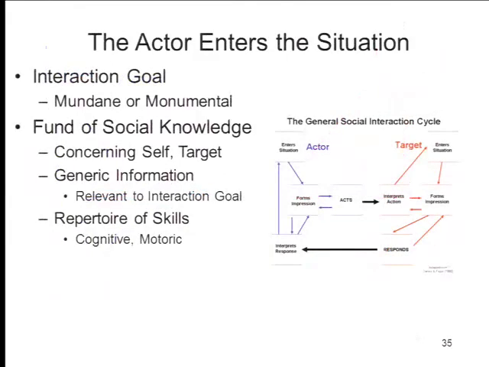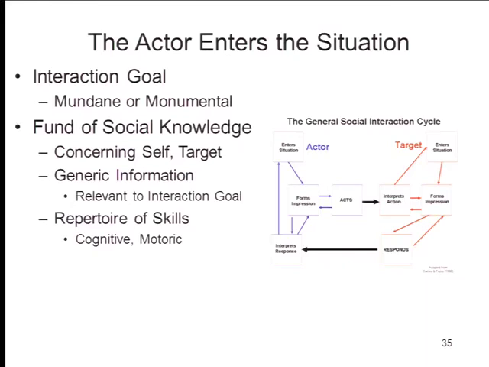The first thing that happens is that the actor enters the situation, chooses, if you will, to enter some particular situation. And people almost never enter situations completely cold. They always have some goal in mind. They usually have some fund of knowledge that's relevant to the interaction. Some of that is generic knowledge about what the social world is like, and some of it is particular knowledge about exactly what you're going to encounter in the situation. And you also carry with you into the situation a repertoire of skills, both motoric skills and cognitive skills that you're going to use in the course of this interaction.